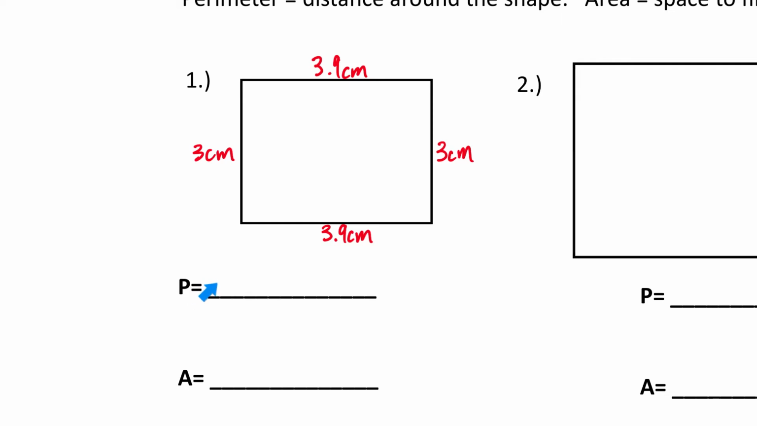So for perimeter, we're just going to add all those up. 3.9 plus 3 plus 3.9 plus 3. And what's that going to give you? Okay, so 13.8 centimeters is the perimeter.